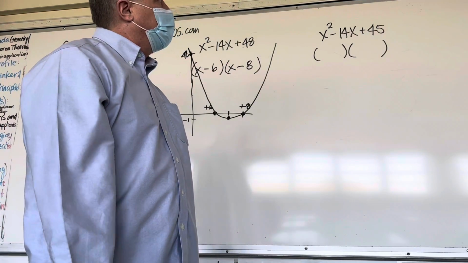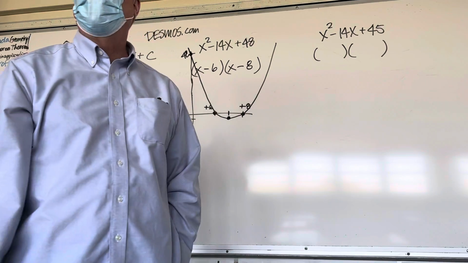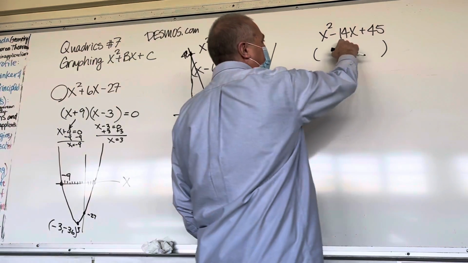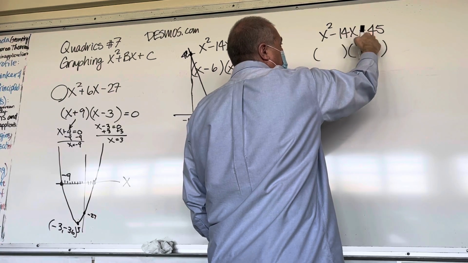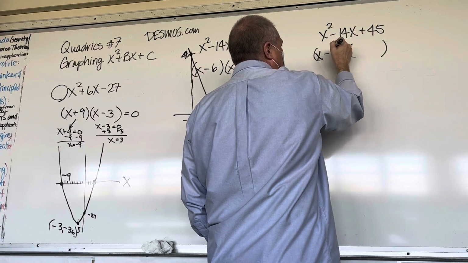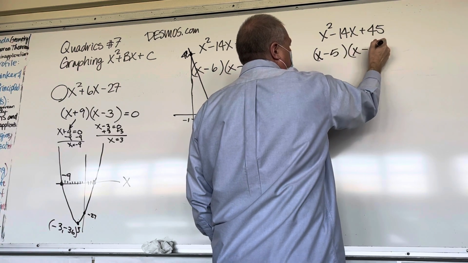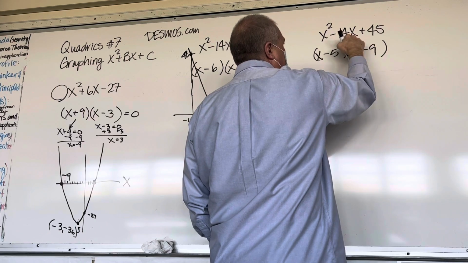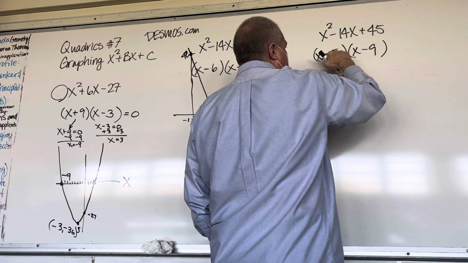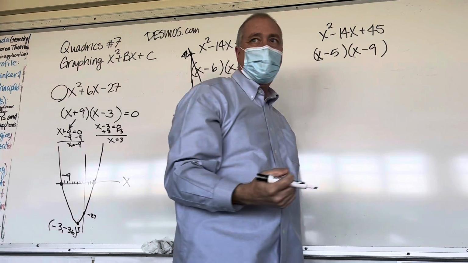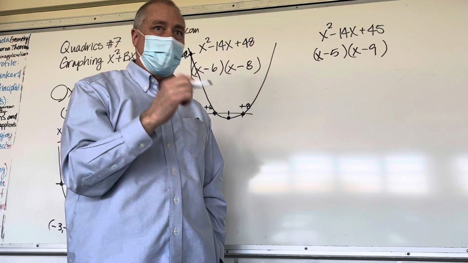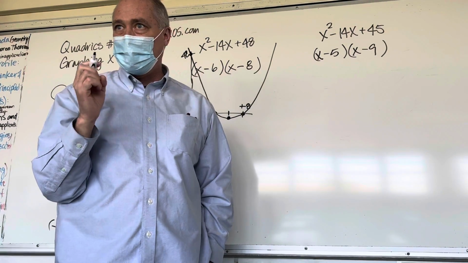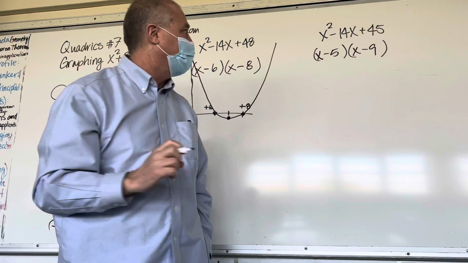What times what is 45? 5 times 9. And 5 plus 9 is? Because this one's negative and this one's positive, it has to be x minus 5, x minus 9. These have to be negative to combine to that 14. And these have to multiply to change into the positive. Do you see how you can do FOIL quickly in your mind, where now you don't have to draw out all the arrows or all that stuff? If you can remember FOIL, just kind of start to piece it together.